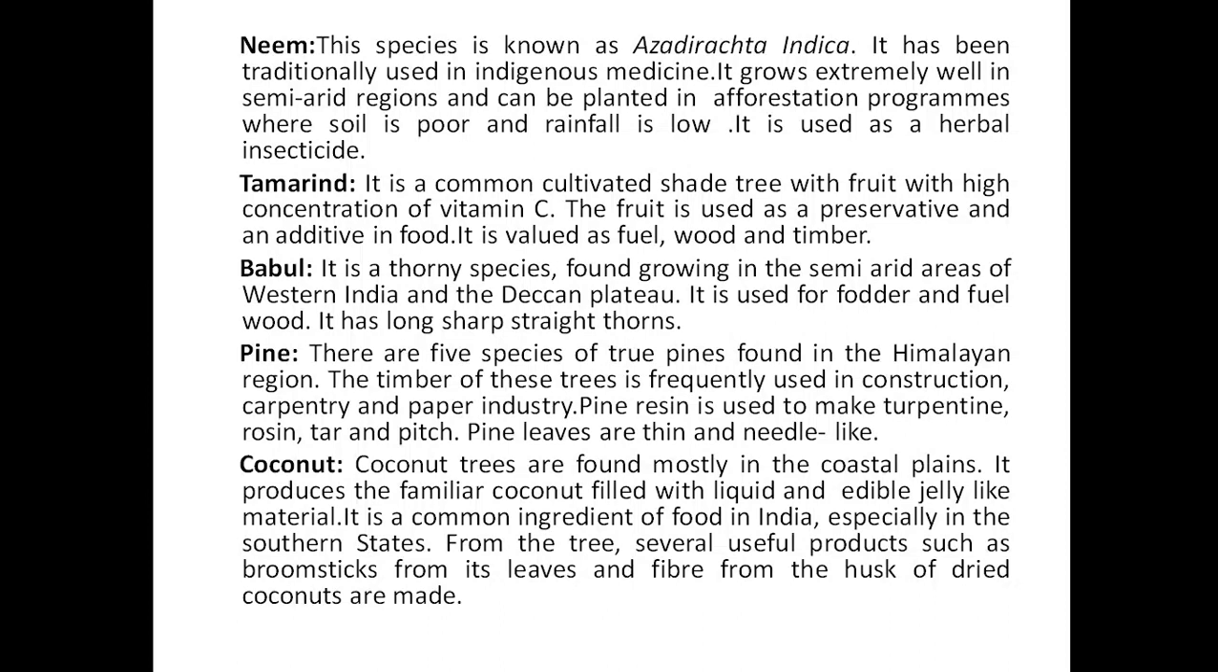Then we have the coconut trees, of which you are all very acquainted with. They are found usually growing in the coastal plains, and it is a common ingredient of food in India, especially in the southern states. And from this tree, several useful products can be made, like the broomsticks can be made from its leaves, and fiber from the husk of the dried coconuts are made.